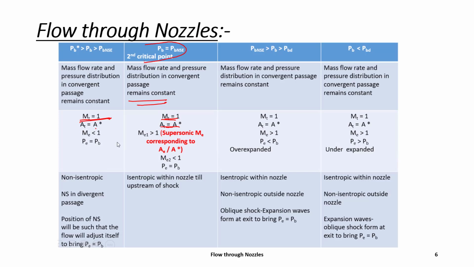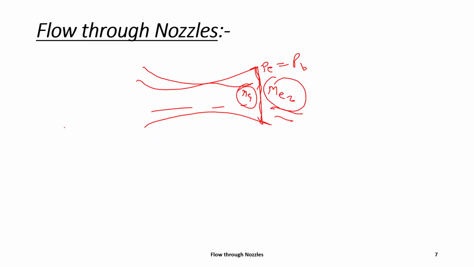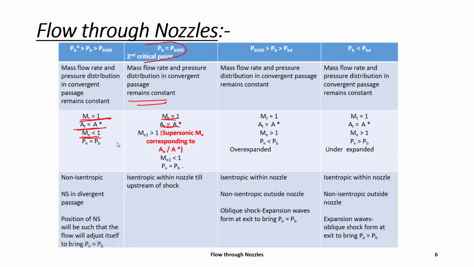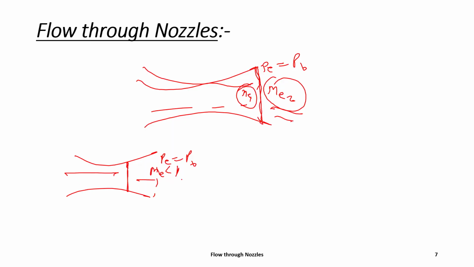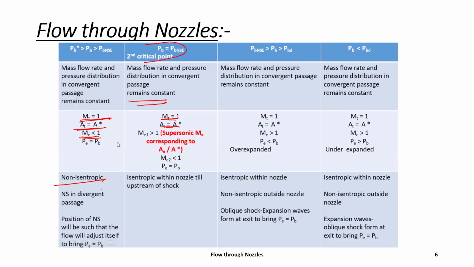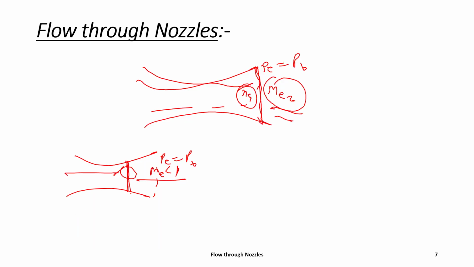And throat Mach number will be 1 always, and critical area will be equal to throat area, and exit Mach number for this case will be less than 1 because there is a shock inside. So this Mach number will always be less than 1, and exit pressure will be equal to back pressure. This flow is non-isentropic; it is isentropic till here, but due to this shock it will not be isentropic. And the position of this shock will be such that the back pressure equals the exit pressure.